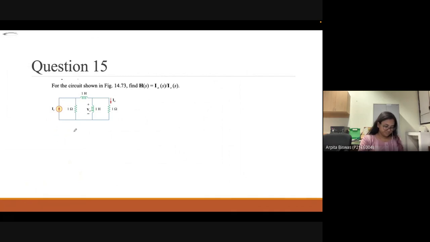Solve the question. So here for the circuit shown in the figure, find out the H(s), which is equal to I0(s) by Is(s). So in this term we have to find out the H(s) value. Okay. So for 1 H, how can we write down this one, j omega L or sL? And here the L value is 1, so this value is s.